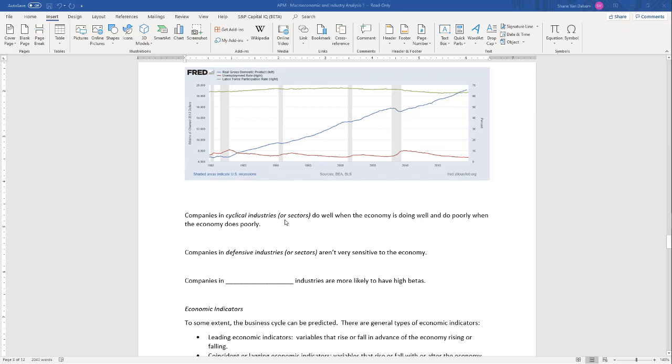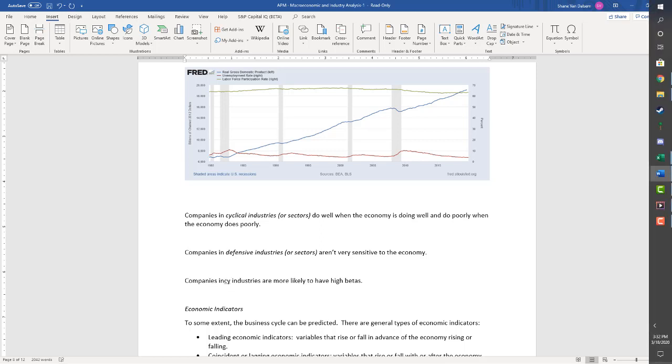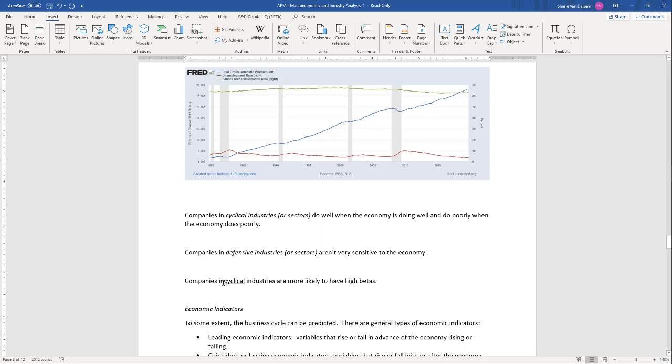So companies in cyclical industries or sectors do well when the economy is doing well, and do poorly when the economy does poorly. Companies in defensive industries or sectors aren't very sensitive to the economy. So which types of firms are more likely to have high betas? Companies in cyclical industries are more likely to have high betas because they move with the economy. Okay.